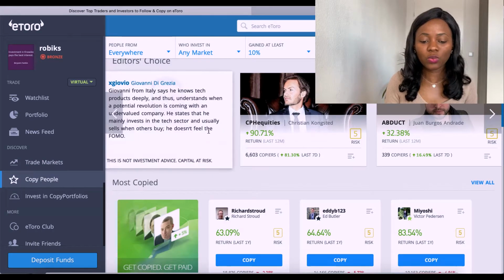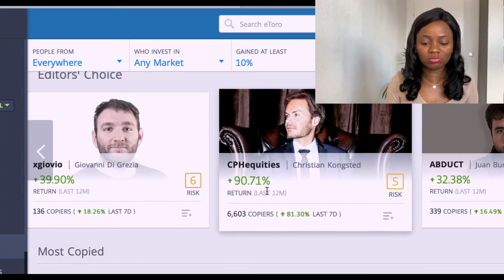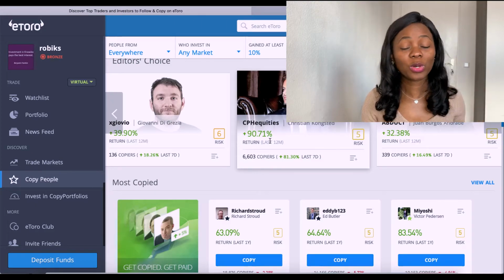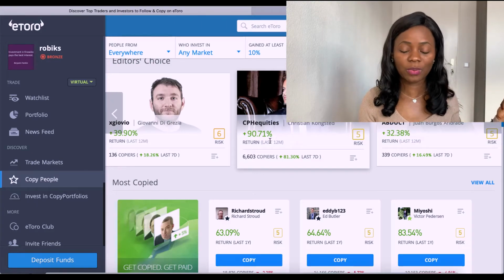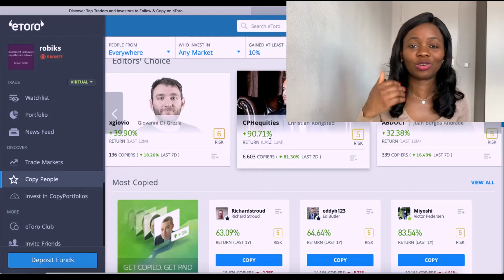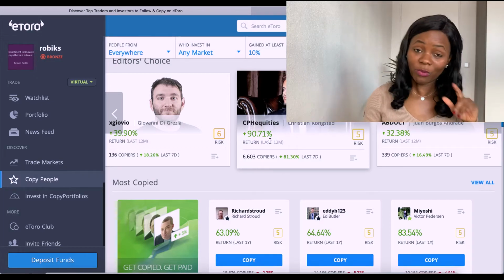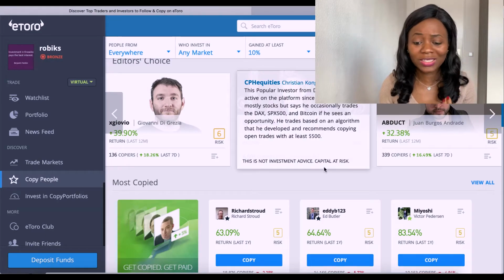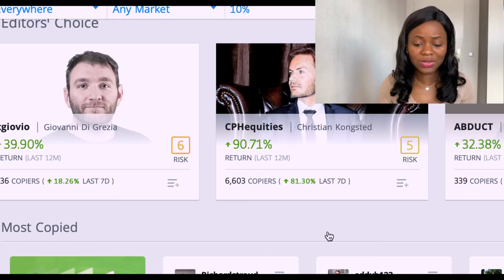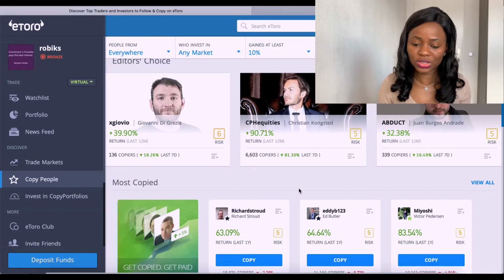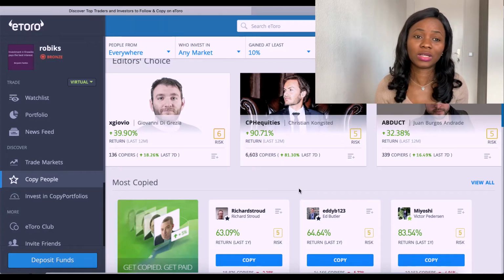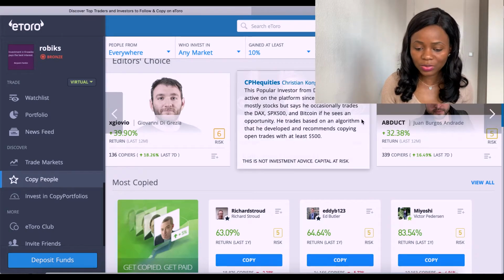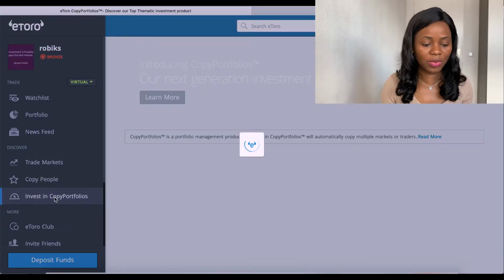Here you can see who you can copy, see people. Like I said, be careful when you're copying people, because most times future performance is not related to past performance. So make sure that you actually understand their portfolio, look at their risk level, and choose who you want to follow. And then the other thing is that when you copy people on eToro, you don't necessarily have to pay. You can copy people for free.